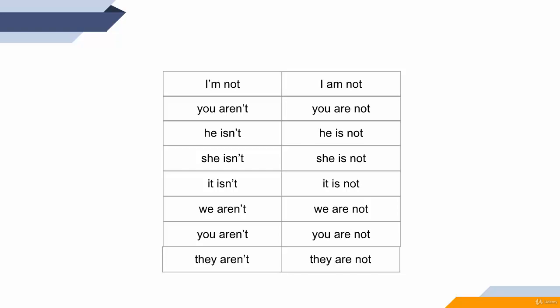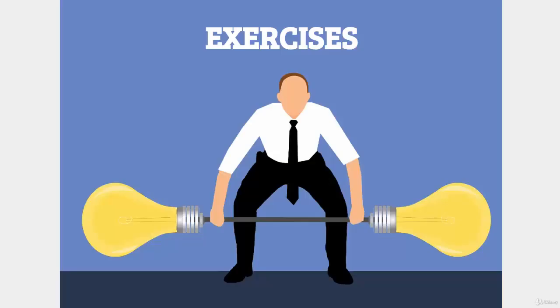I'm not short. I am not long. You aren't. You are not. He isn't. He is not. She isn't. She is not. It isn't. It is not. We aren't. We are not. You aren't. You are not. They aren't. They are not. I'm sure you understood the logic and you even memorized them. So let's go to the exercises.